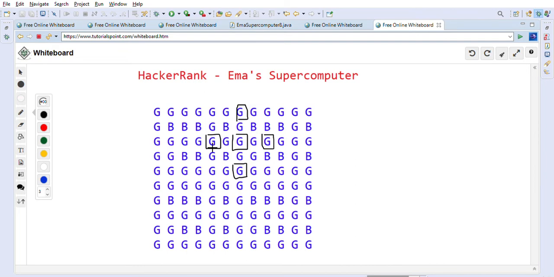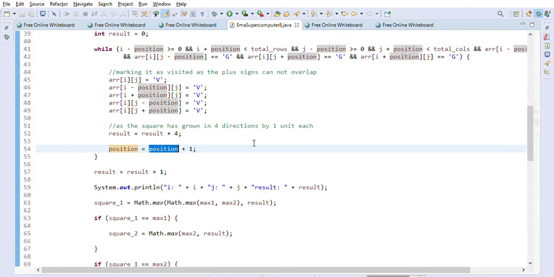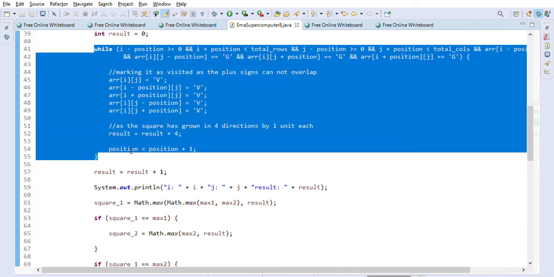If all are good cells, it means that one more expansion is possible. Then in that case, again we will add 4 more to the result. So we got 4 more cells in the plus sign, and we will set position equal to position plus 1. So this while loop will keep expanding the plus sign as much as it can from the given cell.